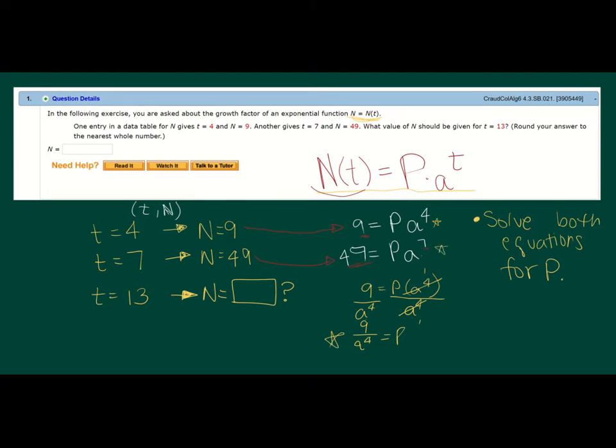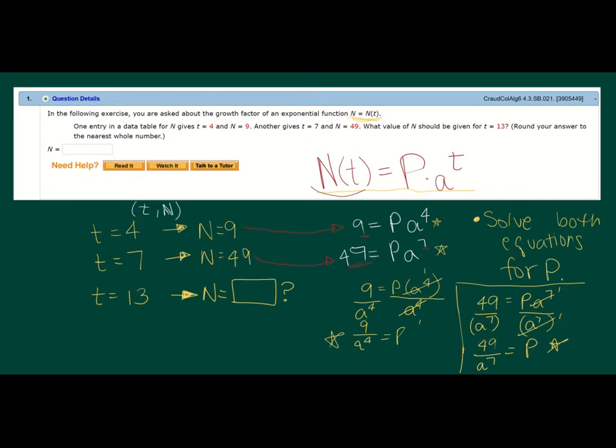And that's my first equation solved for p. My second equation, I'm going to work that on this side here. I have 49 equals p times a to the 7th. Well, it's the same scenario. A to the 7th is just a multiplied by itself 7 times. So it's just a number. I can divide both sides by a to the 7th, and you can see what happens on the right-hand side. It reduces down, it leaves me with just p. And I'm left with 49 divided by a raised to the 7th power. So now I have two equations that have both been solved for p.